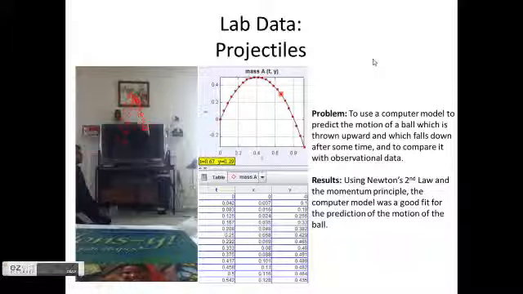Hey guys, this is Lab 5, choose your own adventure. And so I chose to investigate the projectile motion of a styrofoam ball. The main problem was to use a computer model to predict the motion of a ball which is thrown upward and which falls down after some time, and to compare it with observational data.